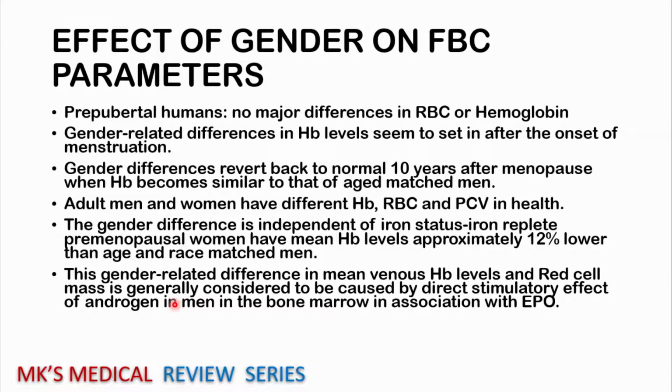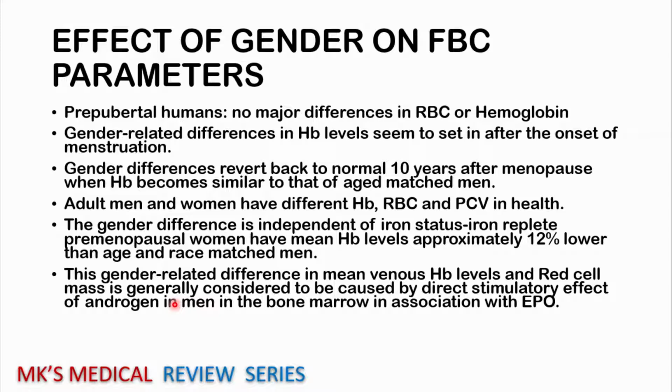So before we go into the details of each of these parameters, what you really need to note is that there are some variations based on gender. So before puberty, in prepubertal humans, there's actually no major difference between the RBC count and the hemoglobin. So females and males have roughly the same amount of hemoglobin, the same amount of red blood cells. The only variation is due to age. So you get someone who's maybe an infant having a much higher HB than someone who's maybe a child aged 6 years old.